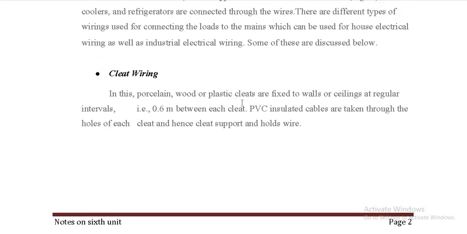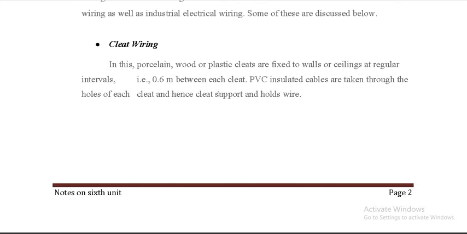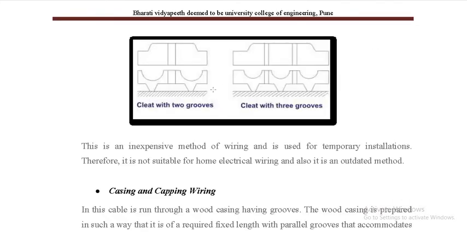Of course, in this particular wiring the grooves can be of porcelain, wood or plastic. So these clips can be made up of these three. Normally, if you see, this is not very good looking, so it is not suitable for either residential or commercial use. But it is used for temporary installations, for example, when a civil work is going on and the watchman's room is to be illuminated. In that case it will be this particular wiring that is used.